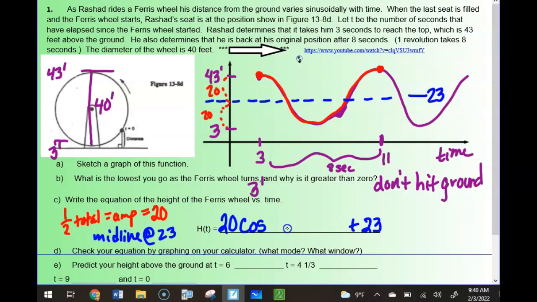Then we've got to figure out this period business. What is the length of a period? How long did it take to go all the way around once? 8 seconds, yes? From 3 to 11 was 8, so the period is 8. But that's not what goes in the equation, remember that? What goes in the equation is the b, or 2 pi divided by the period. So you could literally put 2 pi over 8. I wouldn't count it wrong. Do you want me to reduce it to pi over 4? That's the b value, okay?